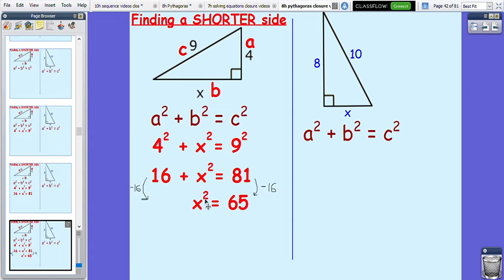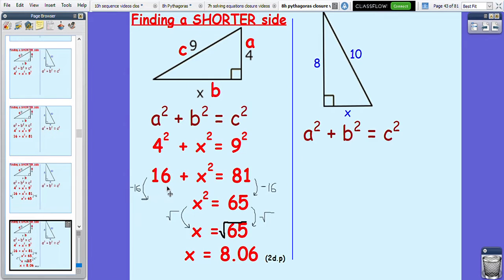So I have something squared makes 65, right? 65 is not a square number, so this is not going to be a whole number answer actually. So when I square root both sides, I can say that x is the square root of 65. I've used a calculator for this, so if you type in the square root button on your calculator, so the square root of 65, that should give you 8.06 when you round it to 2 decimal places.